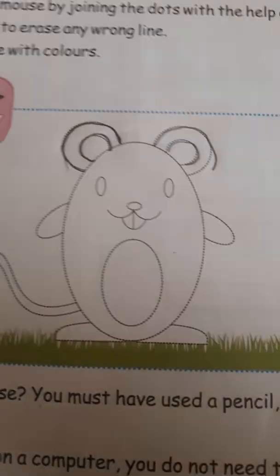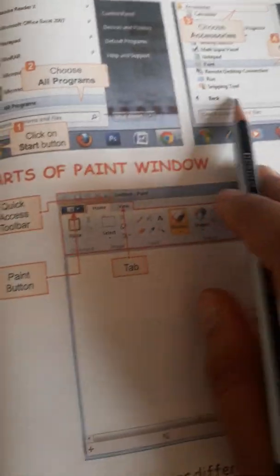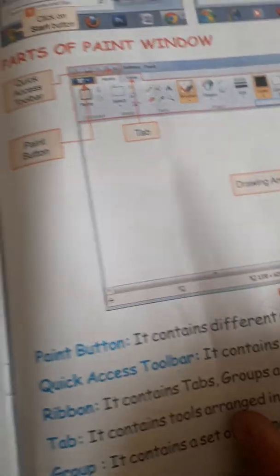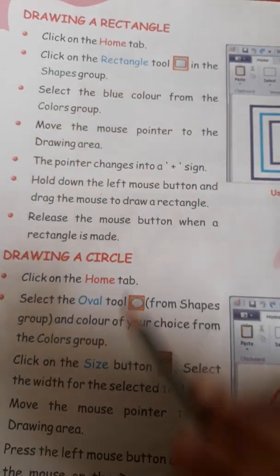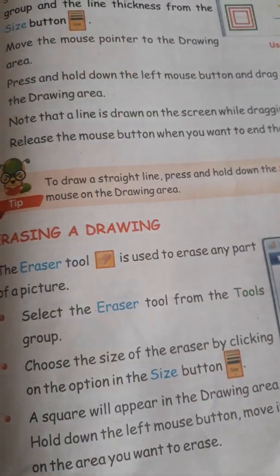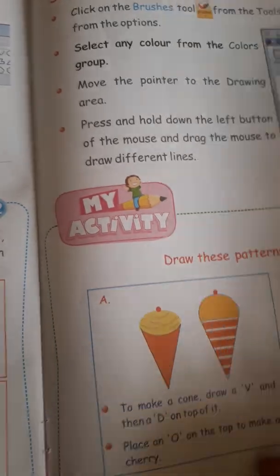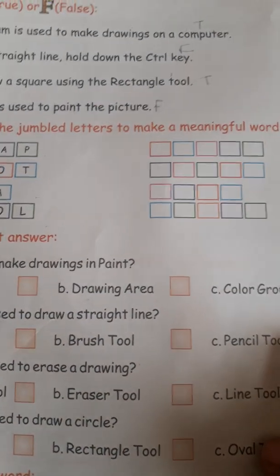You have learned the steps to open Paint, how to open the Paint. There are 4 steps, right? And you learned about the parts of the Paint window. You learned about the rectangle tool, oval tool, line tool, eraser tool, fill with color tool, and brushes. We also did the back exercise in the last lesson, right? So today we are going to do some notebook work.